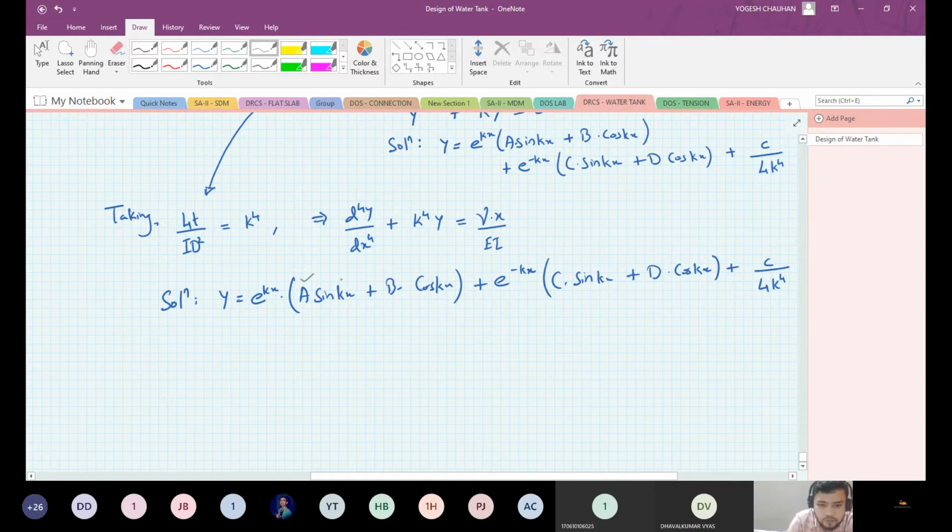This is the first unknown, second, third, and fourth. So four unknowns, we require four boundary conditions. So the boundary conditions depend on our cases. The same expression you can use for the walls with fixed hinge as well as the walls with hinge joint with the base.